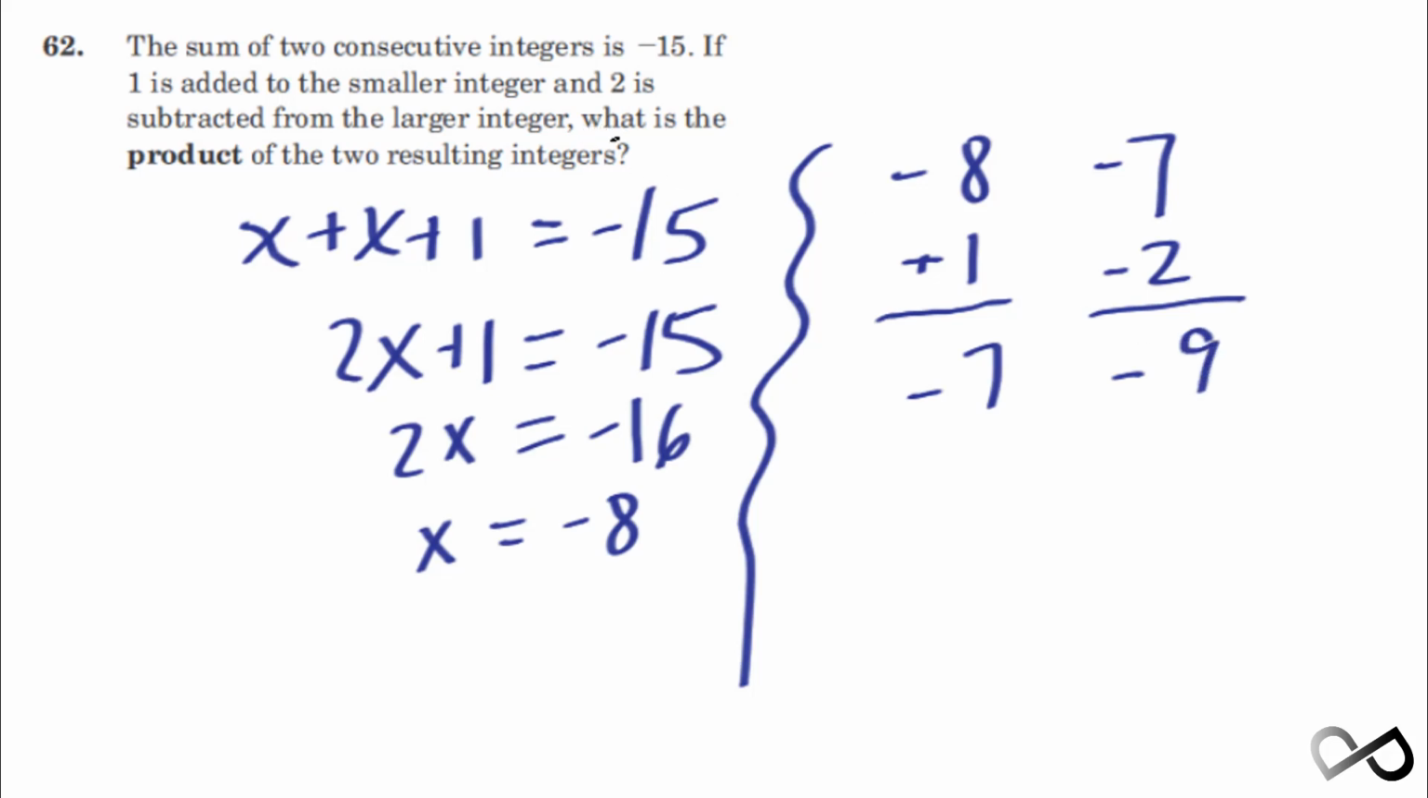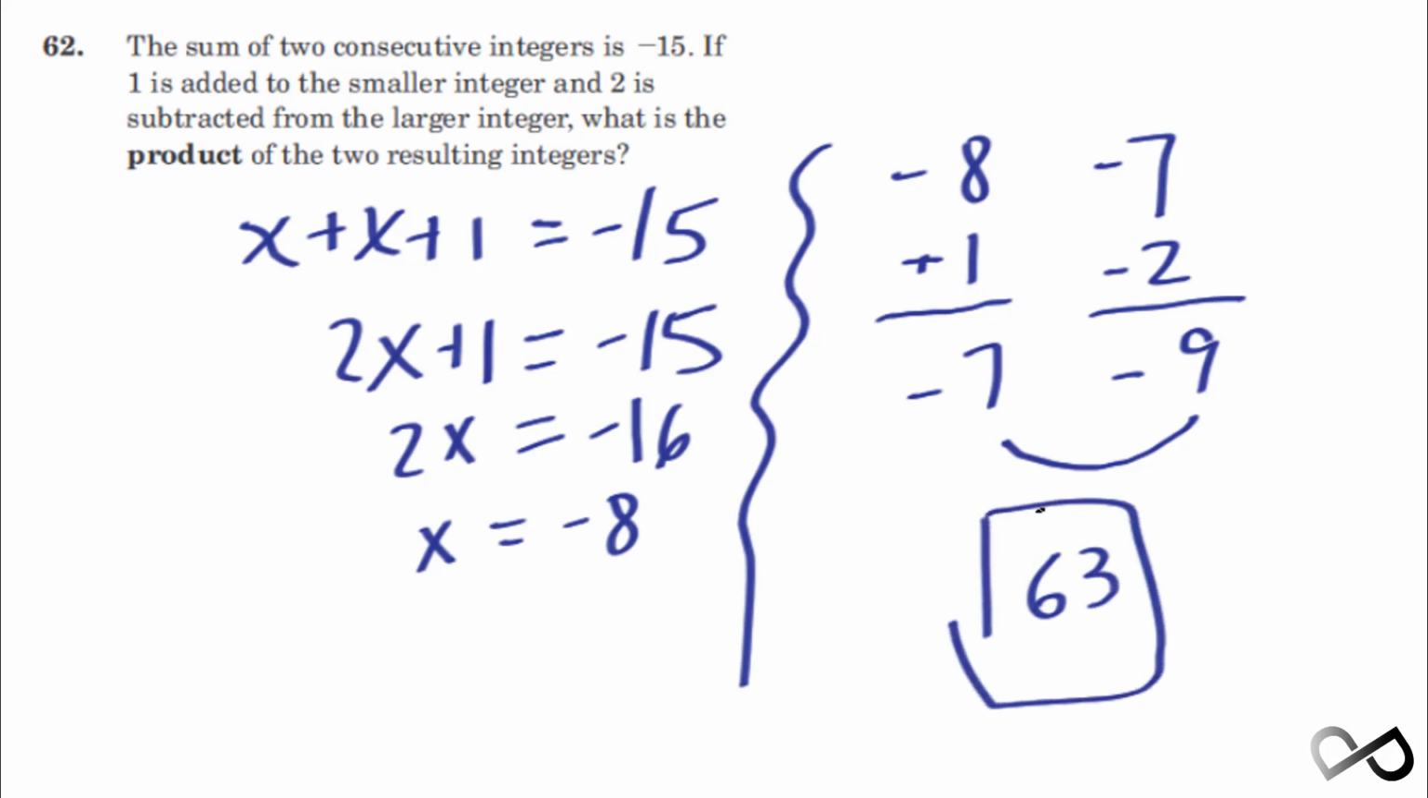Okay, and they want to know what is the product of the two resulting integers. So we're going to multiply these two numbers. Negative times negative is a positive. 7 times 9, that's going to give us 63. And that is our answer.